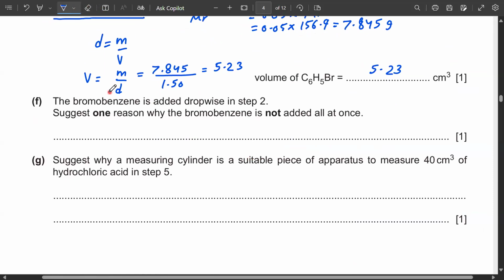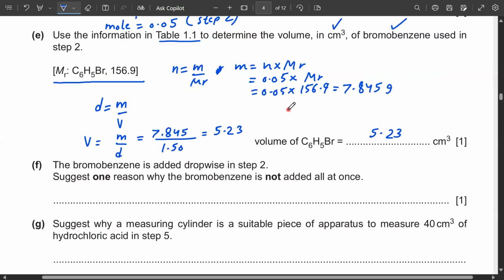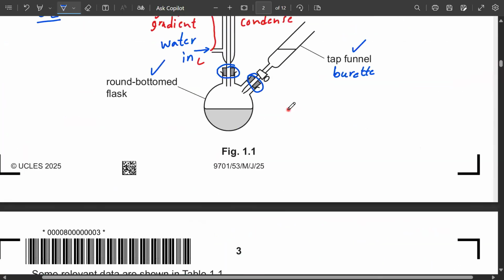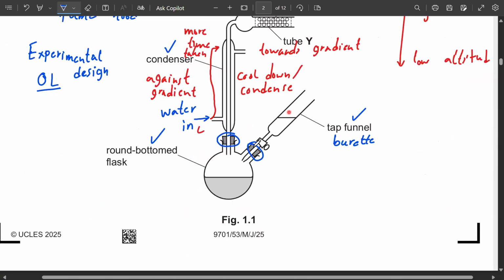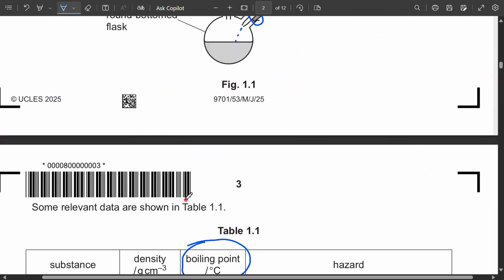Then part F: the bromobenzene is added dropwise in step 2. Give one reason why the bromobenzene is not added all at once. If we go back here in these steps, it was mentioned in the second step that you have to put this bromobenzene compound in the round bottom flask dropwise using the tap funnel. The tap funnel is indicated here. This is the tap funnel and it is put inside. Do you know why we are just putting it dropwise, not as a continuous flow?